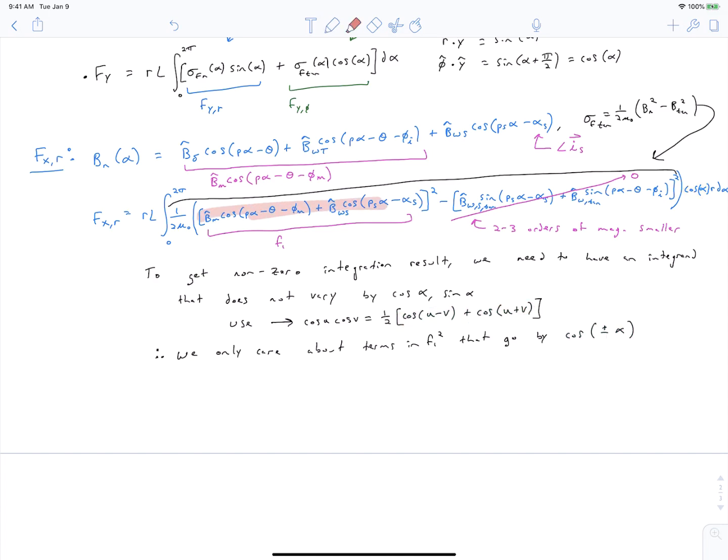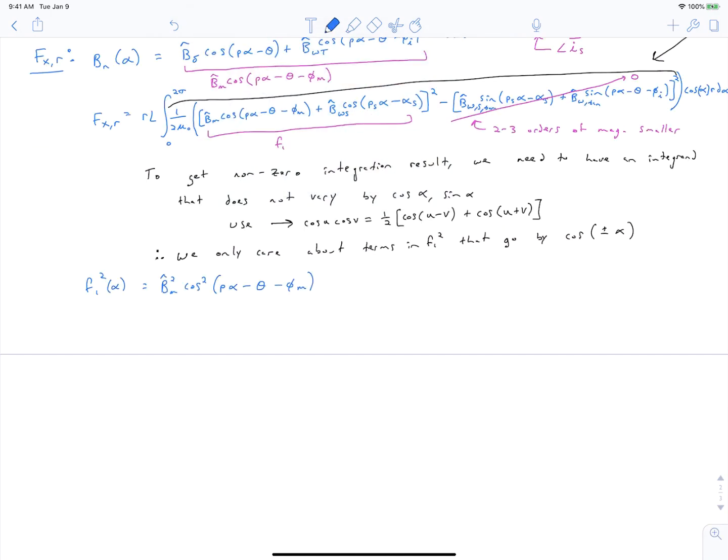We've got this function here that we're going to multiply by the cosine of alpha. And we want the result to have no terms that vary by the cosine of alpha. So in order to make that happen, we want to track only the terms of this that are squared to vary by the cosine of alpha. I think it'll be easier to see as I do it. We're just starting to write the terms out.